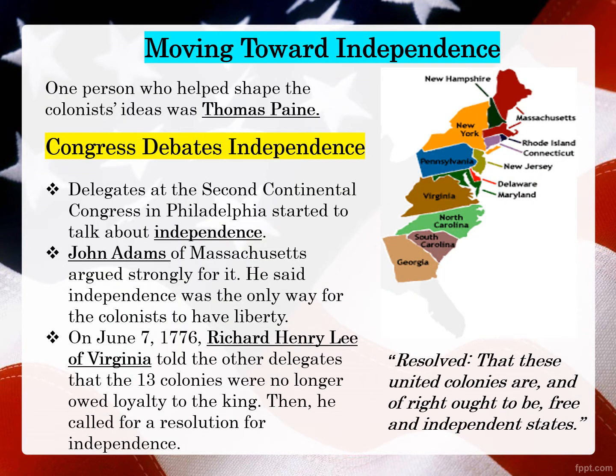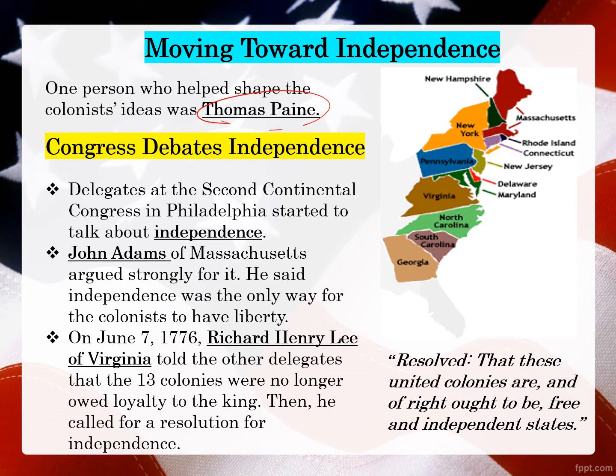Moving toward independence. The current focus of this part of the lesson, grade 5, is that the Second Continental Congress decided to write a Declaration of Independence from Britain. More colonists were starting to think that their problems with Britain could not be settled. One person who helped shape the colonists' ideas was Thomas Paine. He wrote that the colonists should rule themselves.